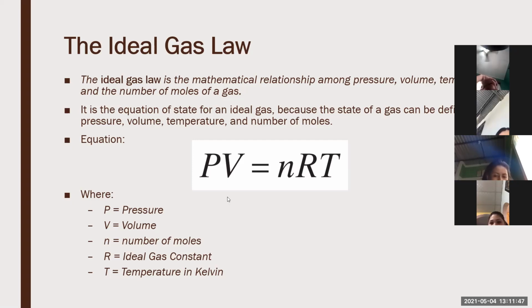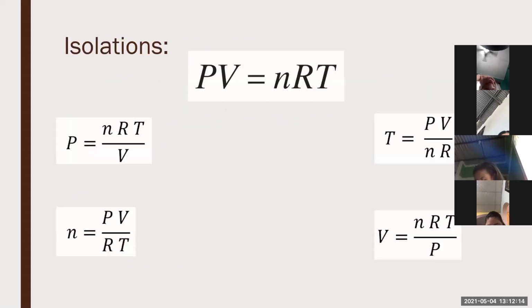Now, the letter P stands for pressure, V for volume, n for number of moles, R, which is a new one, is the ideal gas constant, and we're going to talk about the constant a little later. And T is the temperature, which is always mandatory to have in Kelvin. Remember, if the temperature is in Celsius, convert to Kelvin. If it's Fahrenheit, convert to Celsius and then to Kelvin.